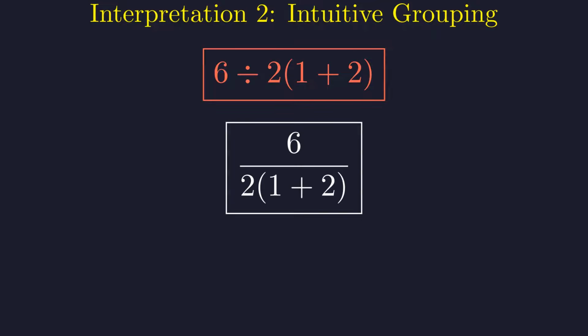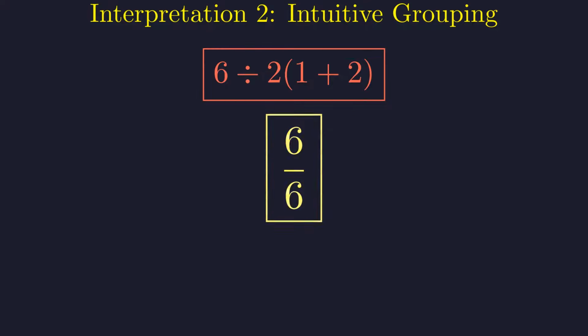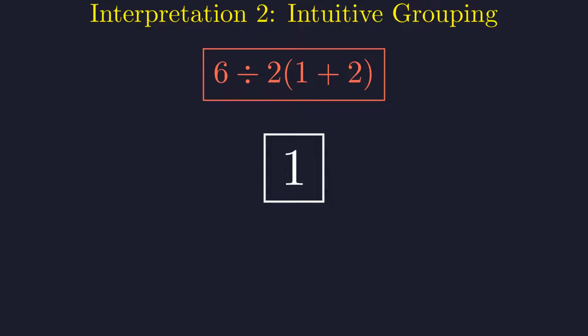Written as a fraction, it looks like this. Now, there's no ambiguity. You must solve the entire bottom first. We still evaluate the parentheses first, getting 3. Now we finish the denominator. 2 times 3 is 6. And we get 1. Same expression, different interpretation, different answer.